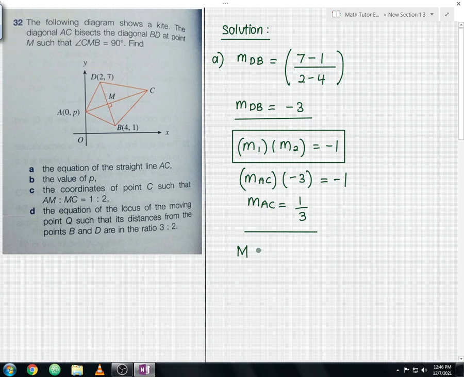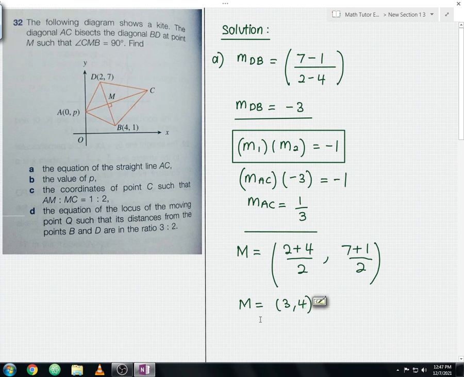Okay, so to find the coordinate M, you use the midpoint formula. So from here we start with the x coordinate, 2 plus 4, you divide with 2. Similar concept for the y coordinate, 7 plus 1, you divide with 2. You calculate this, you should get your coordinate M is equal to (3, 4). So this will be your third step. Let me underline this.